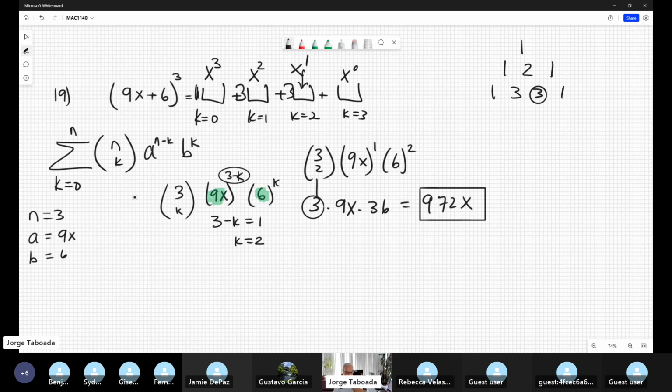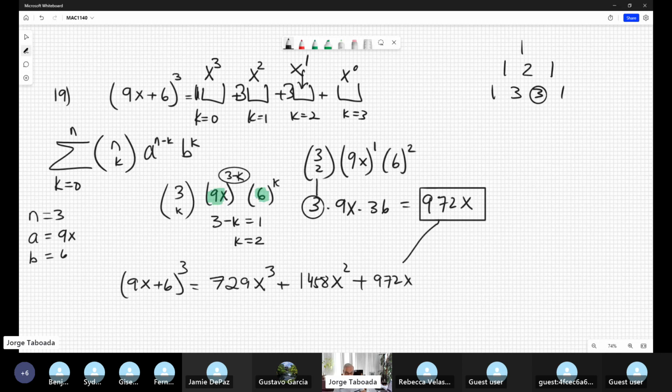Okay. Do you understand very well or no? So in this case, I don't want you to expand everything. I did that by curiosity, but not necessarily. When you expand 9x plus 6 to the cubic power, in this case it's easy because this cube is not too long. It's 729x cubic plus 1458 x squared plus 972x, which is this guy, plus 216.